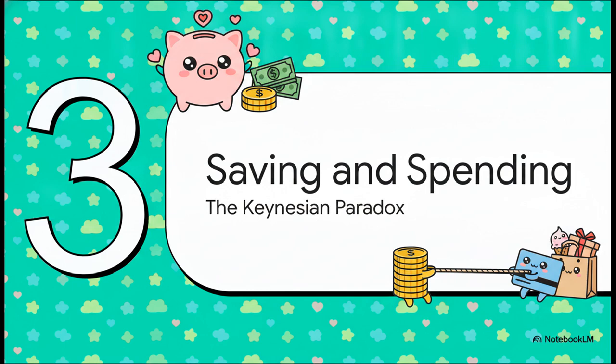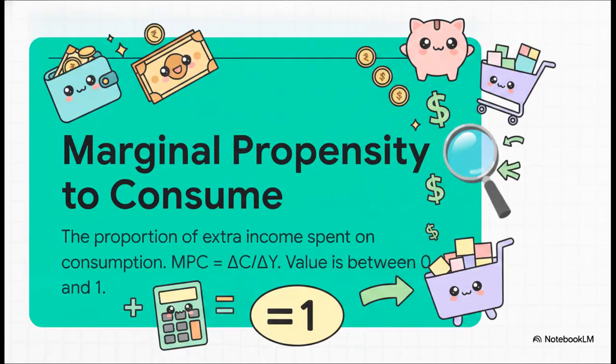This is where human psychology gets involved. Meet one of the single most important concepts in all of macroeconomics, the marginal propensity to consume, or MPC for short. It measures exactly how much of a brand new dollar of income you will spend versus how much you will squirrel away for later. Let's say your income goes up by 100 rupees. If you decide to spend 80 rupees and save 20, your MPC is 0.8.